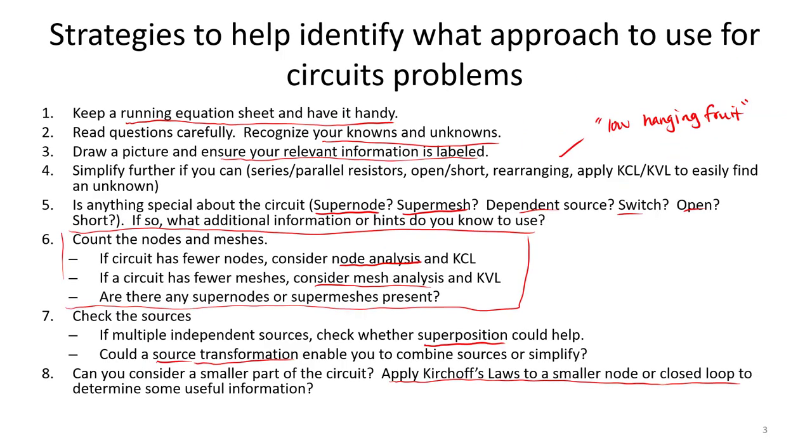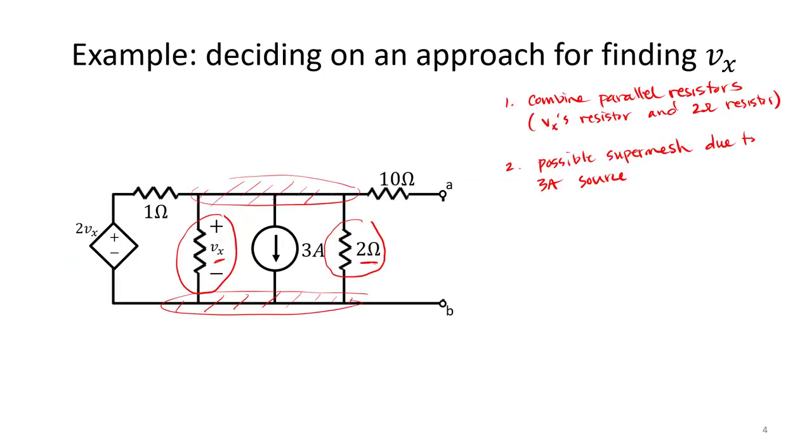So we see the supermesh, so that gives us a hint we could do Kirchhoff's voltage law. But real quick, let's count those nodes and meshes. And if we count the nodes and meshes, you'd see in this case, it would actually be considerably easier to do node analysis for this question. So while you could certainly use that supermesh and try to solve for Vx using the supermesh, an easier approach might actually be to just use node analysis.